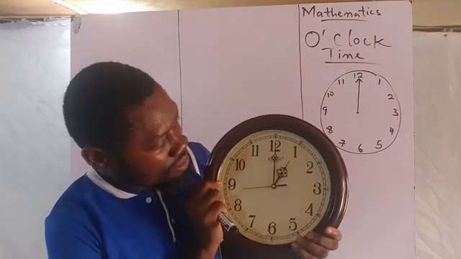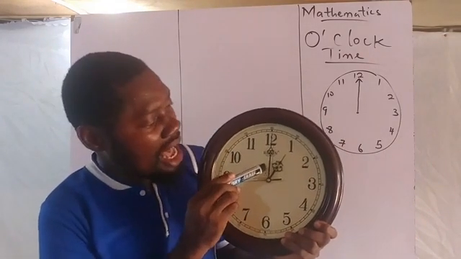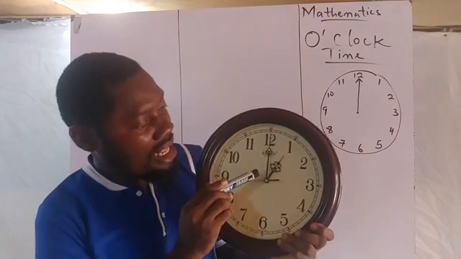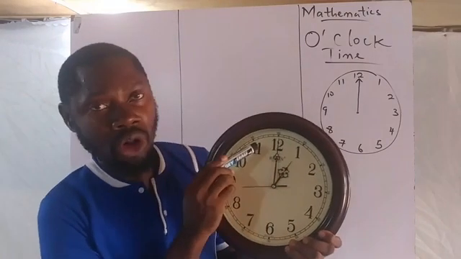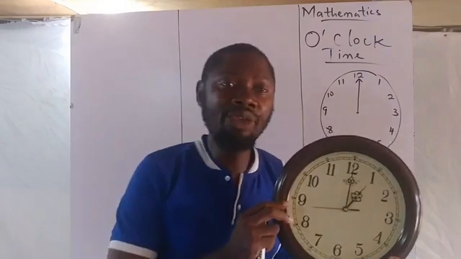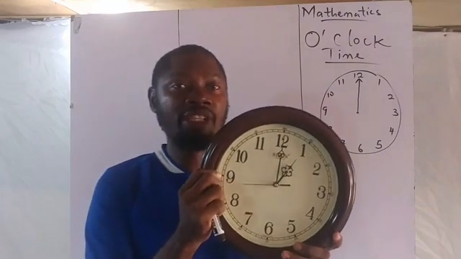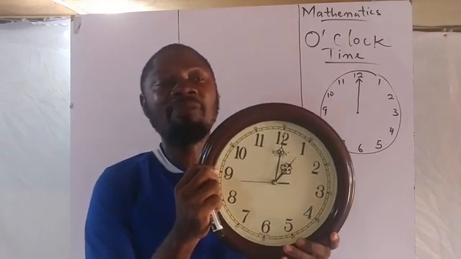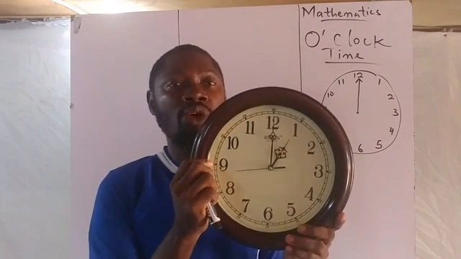Look at this. The minute hand is at 12 and the hour hand is at 1. This is 1 o'clock. So anytime your minute hand is at 12, the clock will read o'clock.